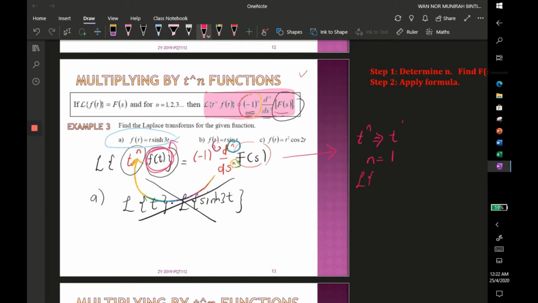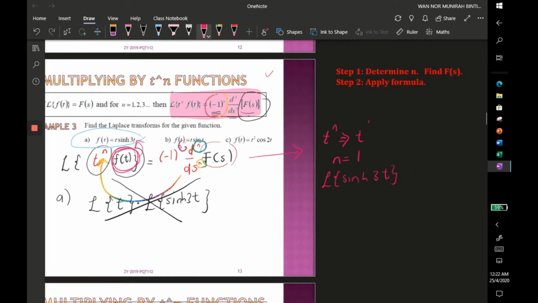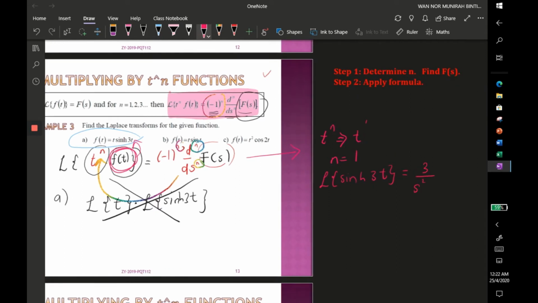Laplace of sinh 3t equals 3 over s squared minus 9. This one you need to refer to your table of Laplace transform. Okay, please master your table now.